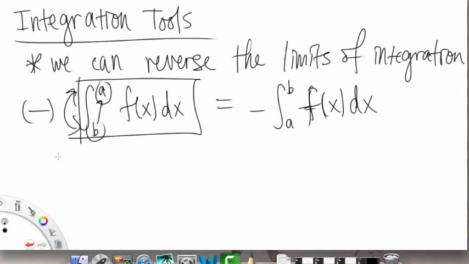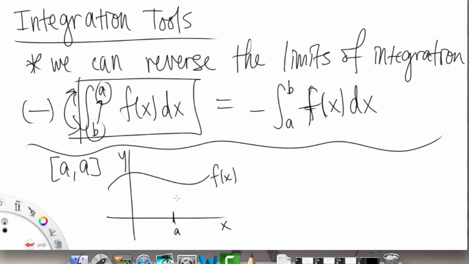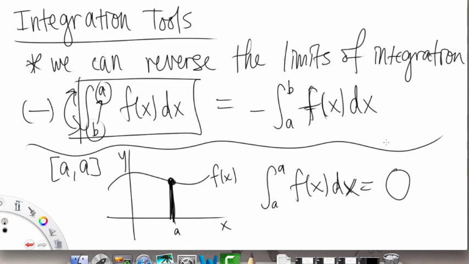The next thing I want to say is what happens if we're integrating on the interval a to a. Let's look at that graphically. Let's say we have some function, here's our f of x, here's a, and we want to integrate from a to a. Real exciting, right? We do get a height here, but we have no area. So the integral from a to a of f of x dx is always going to equal 0, a big fat 0.